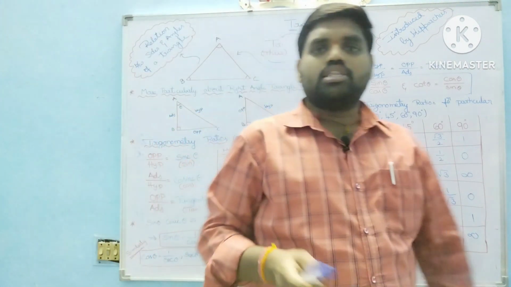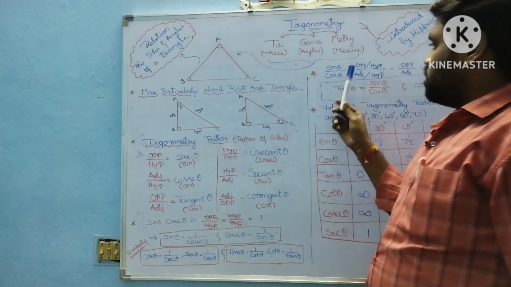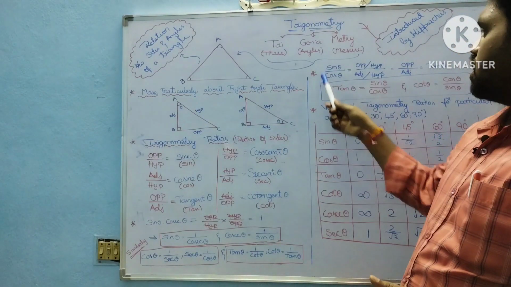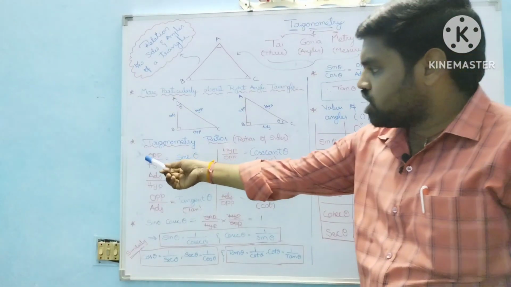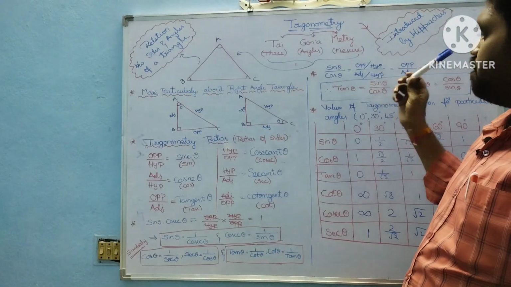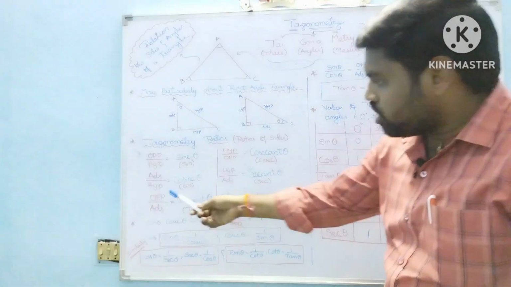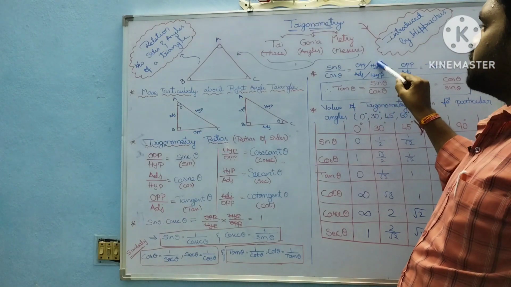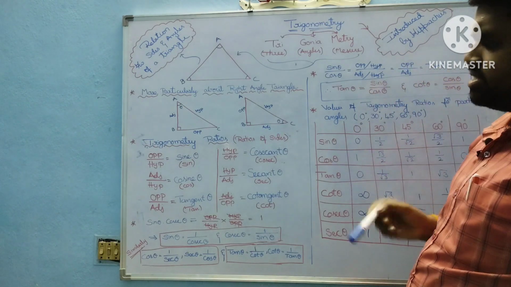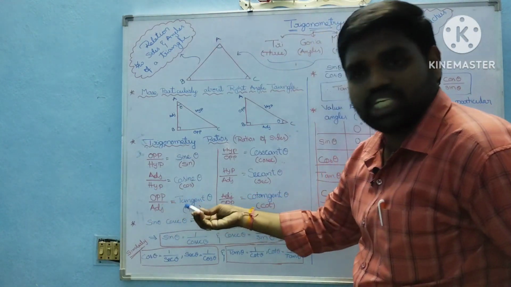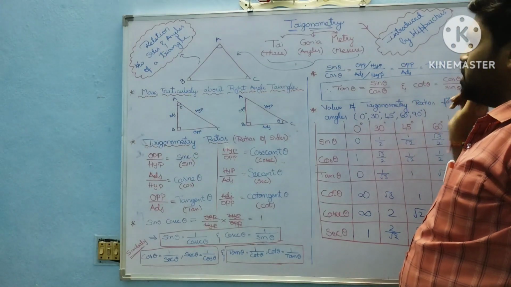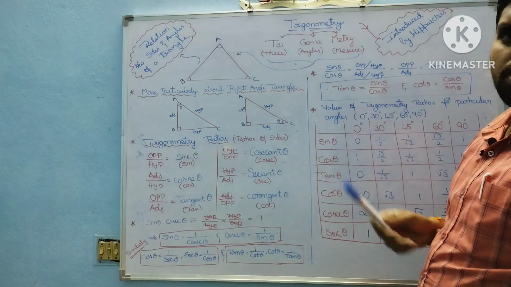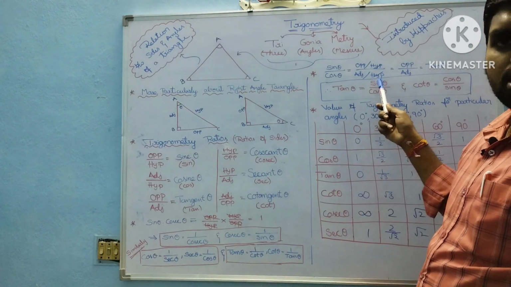Now we have to learn another important point: what is the value of sin theta by cos theta? Already you know sin theta we can write as opposite by hypotenuse, and cos theta is adjacent by hypotenuse. Here hypotenuse cancels, the remaining is opposite by adjacent. What is opposite by adjacent side? It's tan theta. So we can write the very important formula: tan theta is equal to sin theta by cos theta.